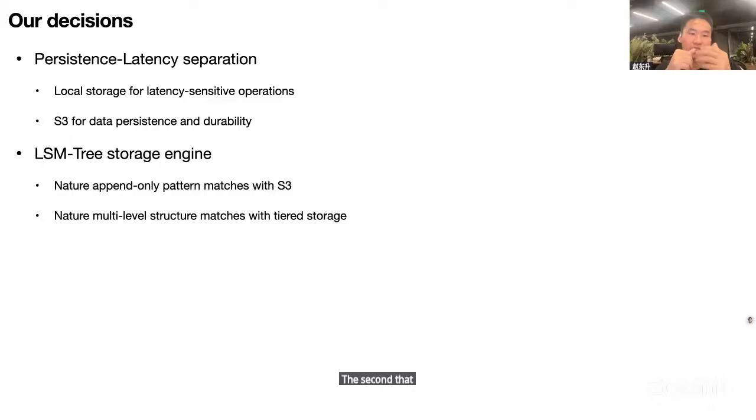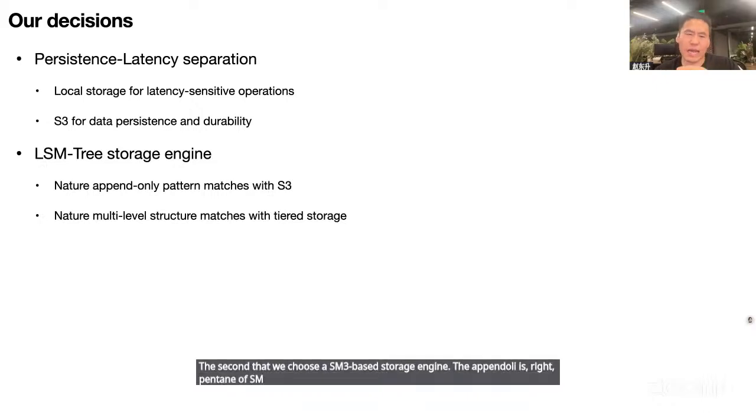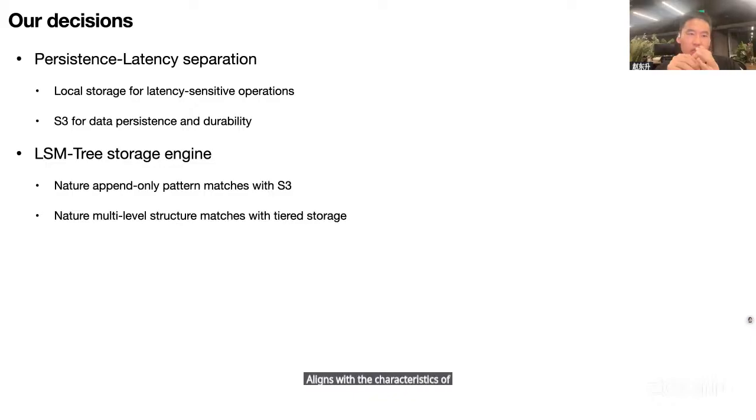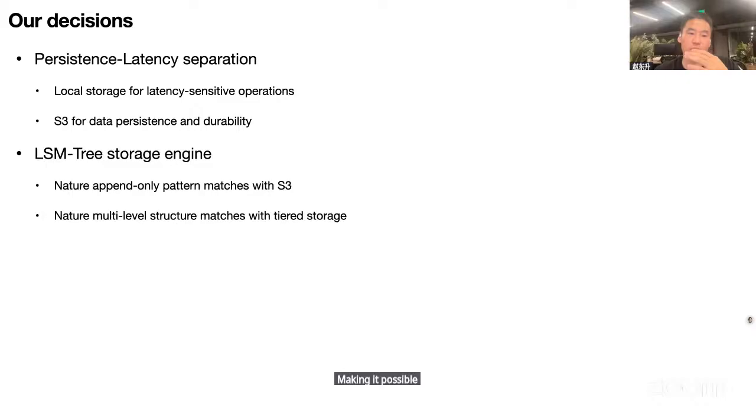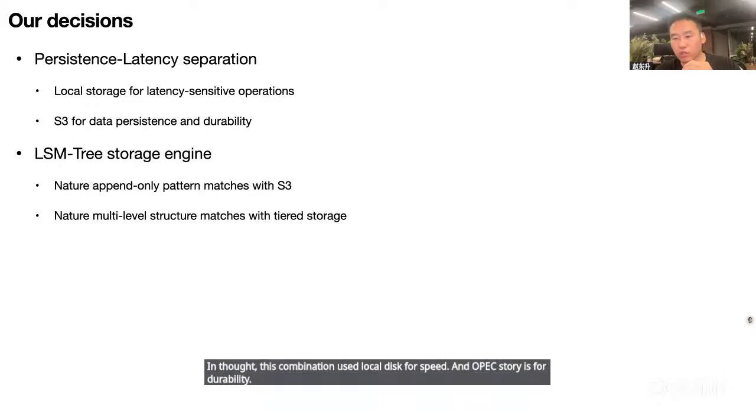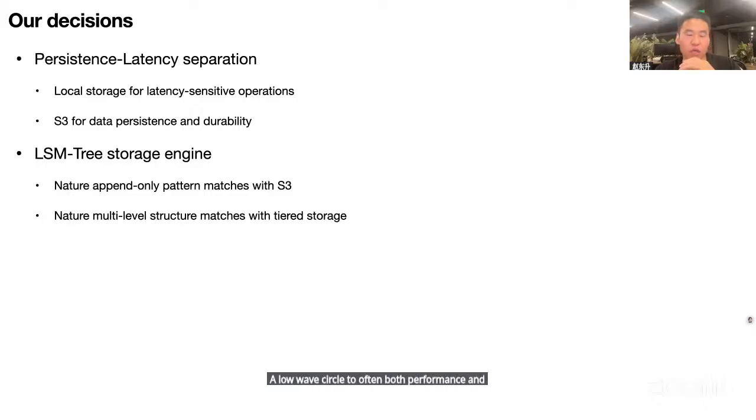Second, we chose an LSM Tree-based storage engine. The append-only write pattern of the LSM Tree naturally aligns with the characteristics of object storage like S3, reducing random writes and improving write throughput. Additionally, the LSM's multi-level architecture maps well to a tiered storage layout, making it possible to combine memory, local SSD, and object storage. In short, this combination uses local disk for speed and object storage for durability, allowing WeSQL to offer both performance and scalability without depending on a dedicated storage cluster.